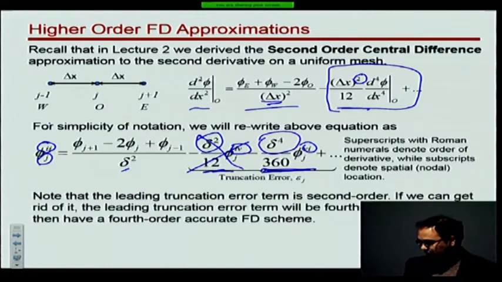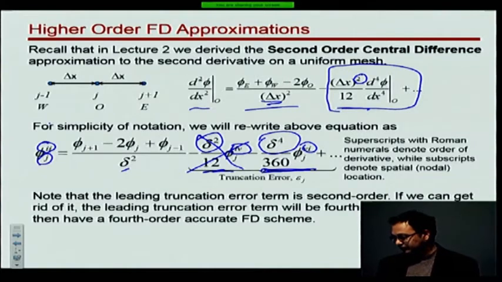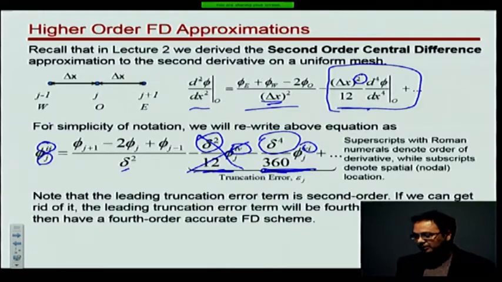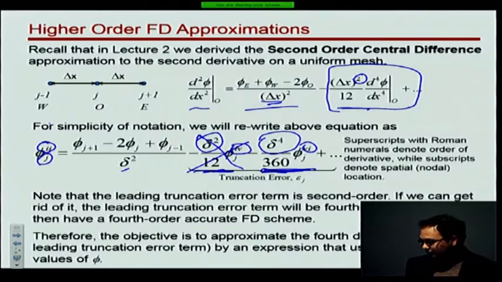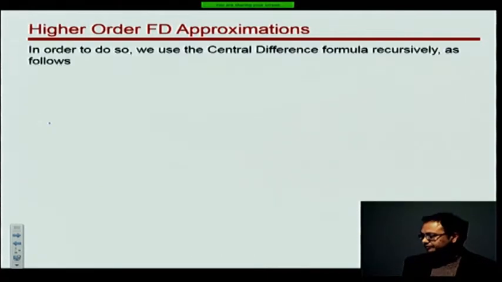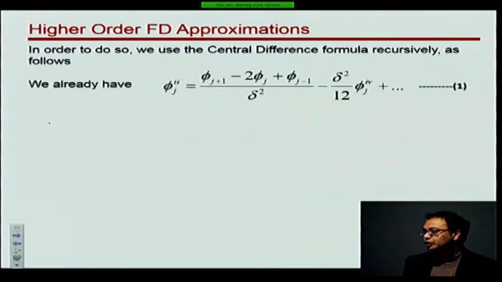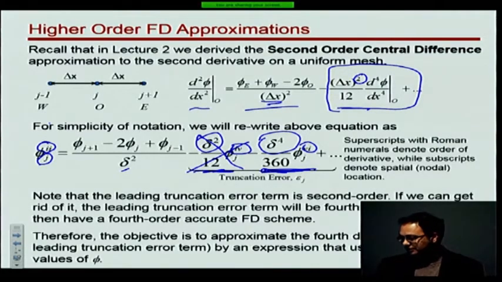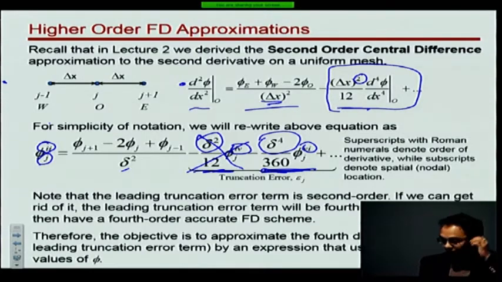So we want to get rid of the leading order term, this term, and come up with a scheme that has only delta to the fourth. Okay, that's our goal. So what we are going to do is, now of course one thing you could do is you could extend your stencil. Okay, here perform 4 Taylor series expansions and derive a scheme. That's one way to do it.